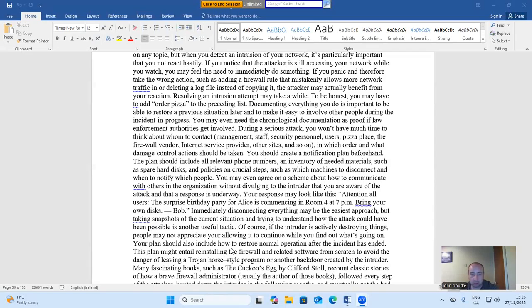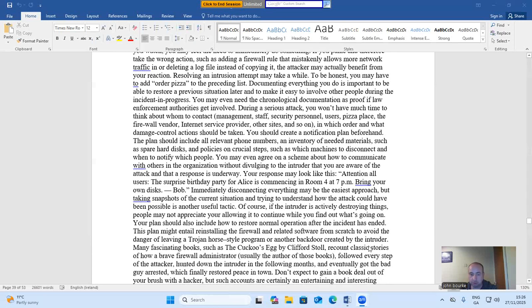Your plan should also include how to restore normal operation after the incident has ended. The plan might include reinstalling the firewall and related software from scratch to avoid the danger of leaving a Trojan horse style program or another backdoor created by the intruder.